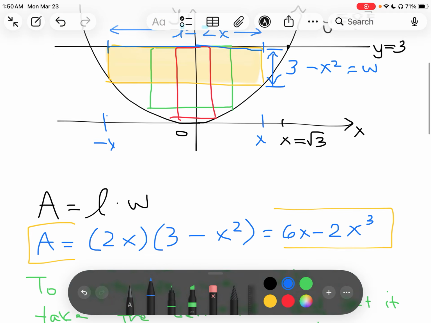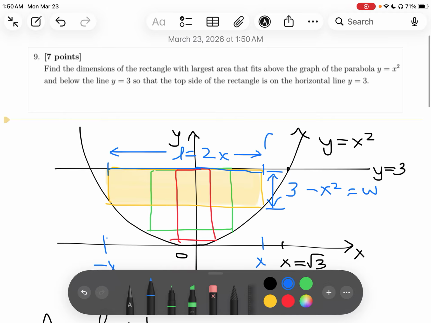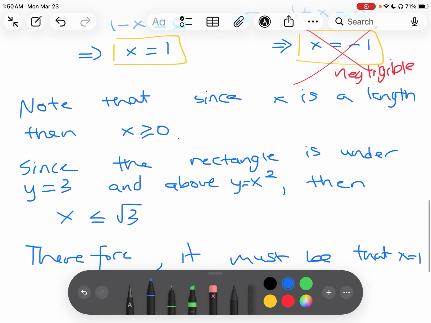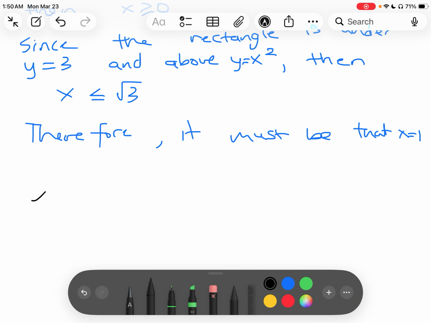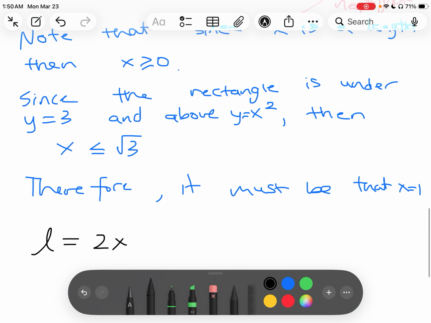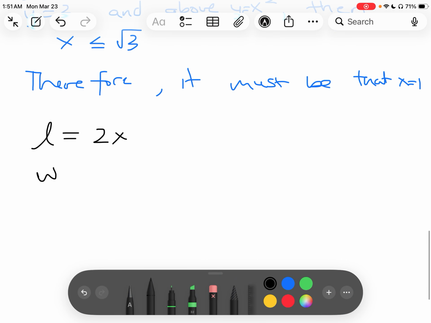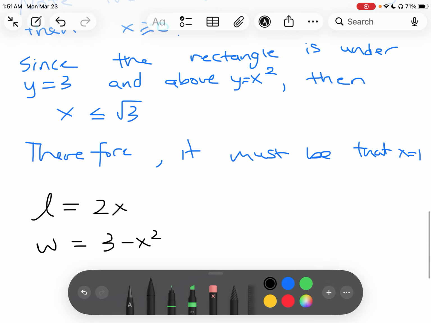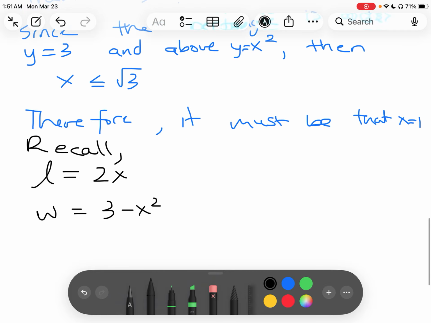Okay, so we didn't answer the question yet because it says find the dimensions of the rectangle with the largest area. So we need to find the dimensions. So what are the dimensions? We need to find what is the length and the width. We found x, but we need to know what is the length and the width. We said length was equal to 2x, right? And width was equal to 3 minus x squared. So let's say recall length is that and width is that.